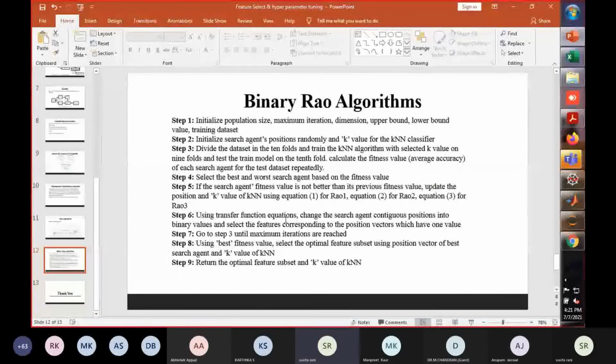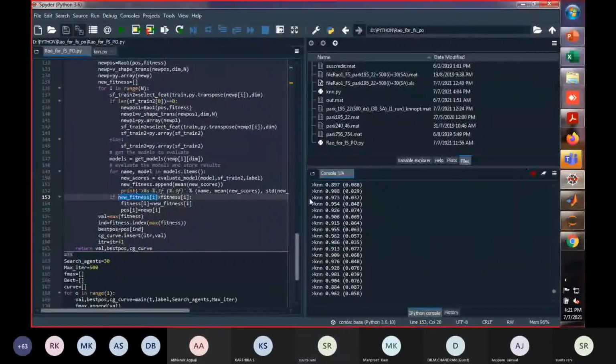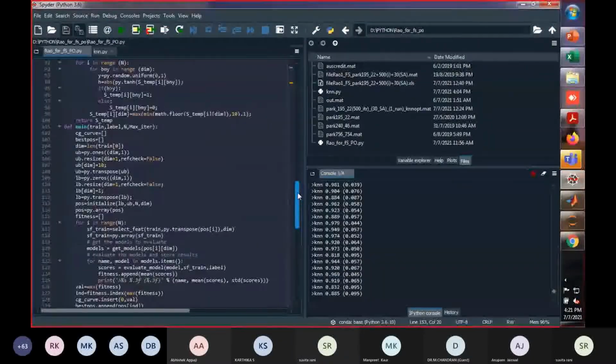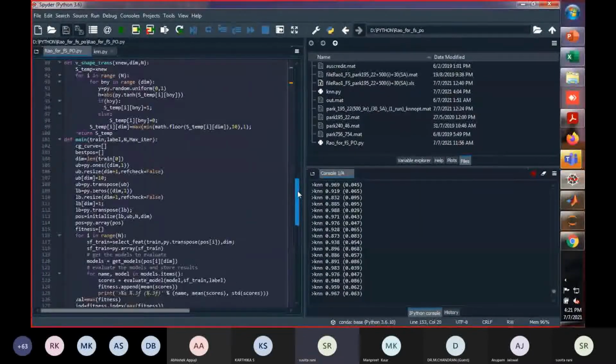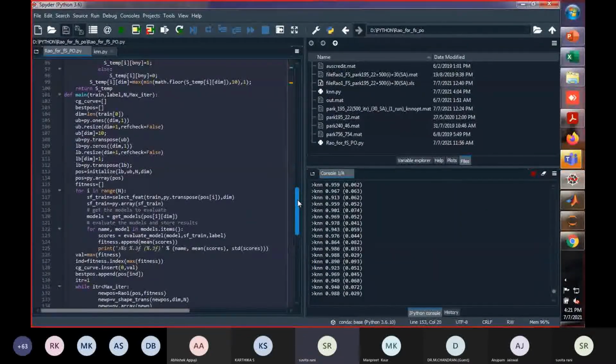Using the transfer function equation, change the search agent continuous position into the binary value. Basically, all the meta-heuristic algorithms give the position values in between 0 and 1, in between the upper bound and the lower bound. Here the upper bound is 1 and the lower bound is 0. So the value of the position vector is always in between 0 and 1.